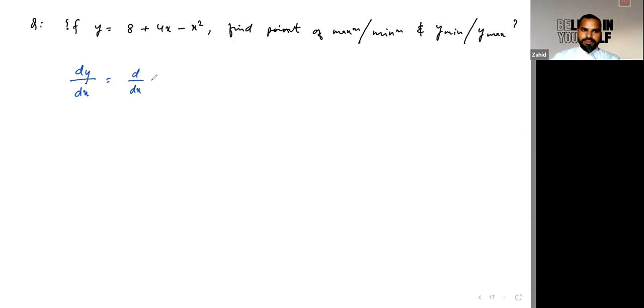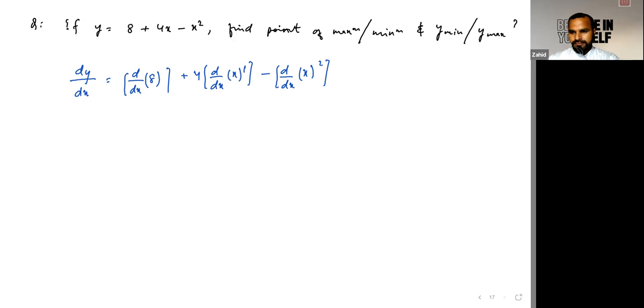Just differentiate each term. So it will be first part, 4 being constant, differentiation of x raised to 1 as second part, minus differentiation of third, that is x squared. Ifra, just check your calculation.